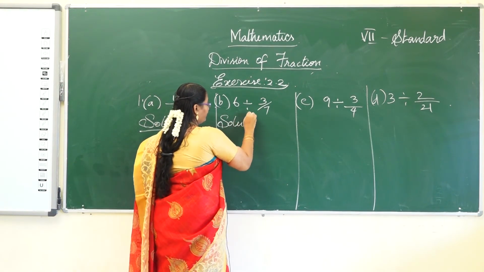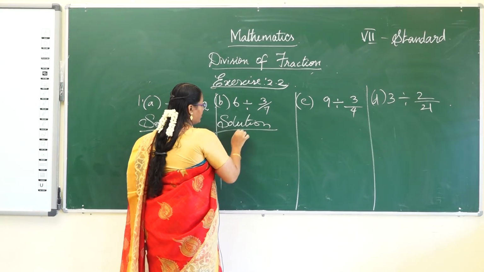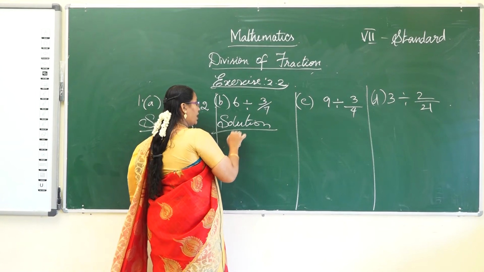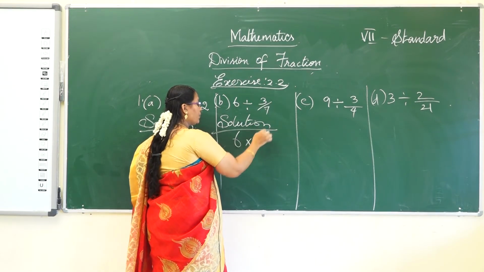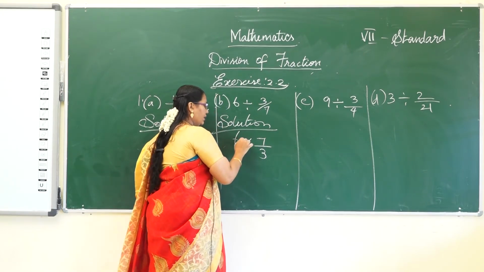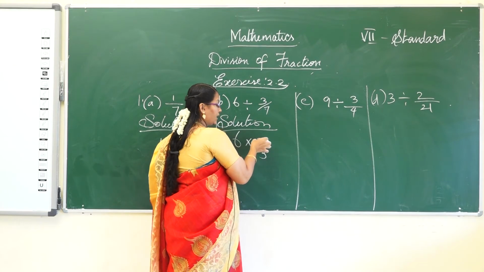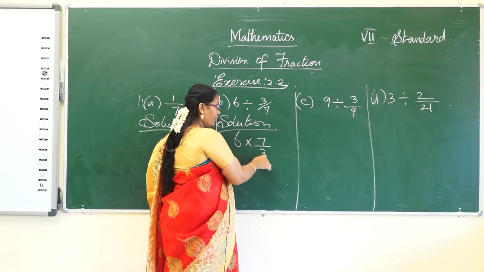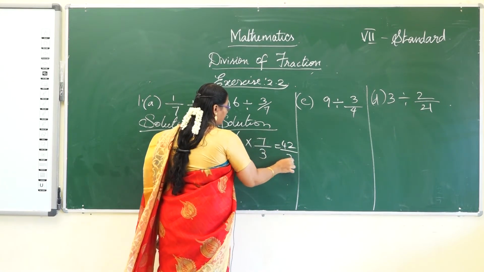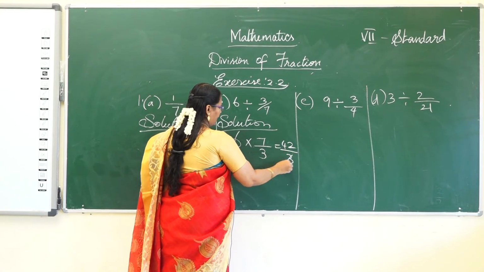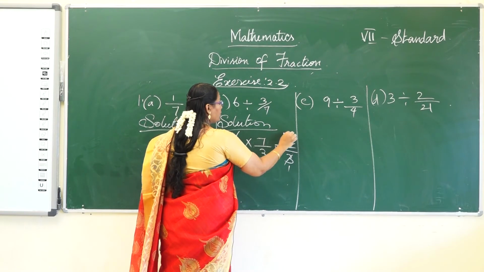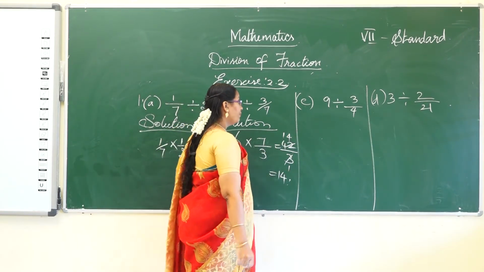Next, 6 divided by 3/7. A whole number divided by a fraction, so we multiply the whole number by the reciprocal of the fraction, which is 7/3. Now multiply the numerators and the denominators. 6 sevens are 42 over 3. It cancels in the 3 table: 3 ones are 3, 3 fours are 12. So the answer is 14.